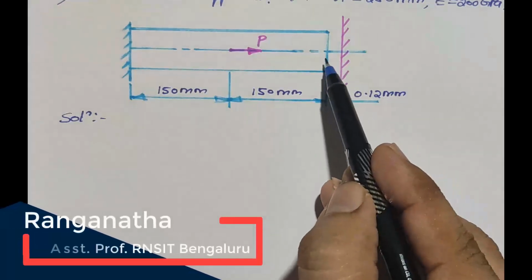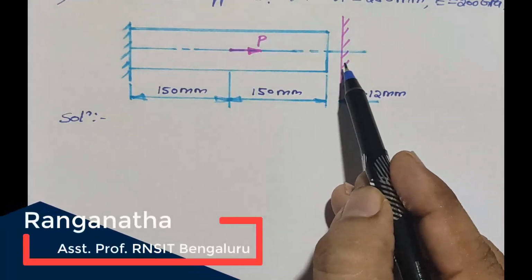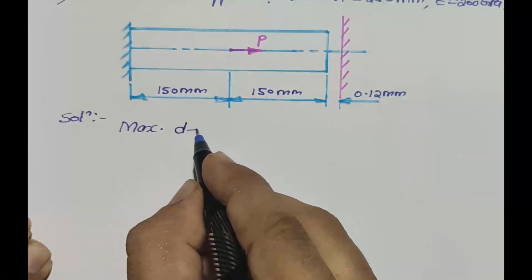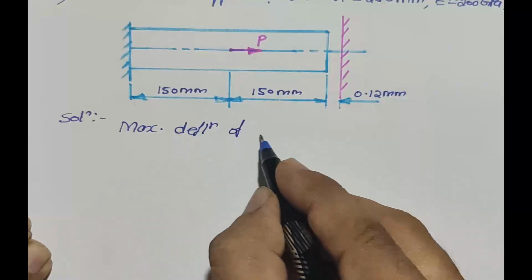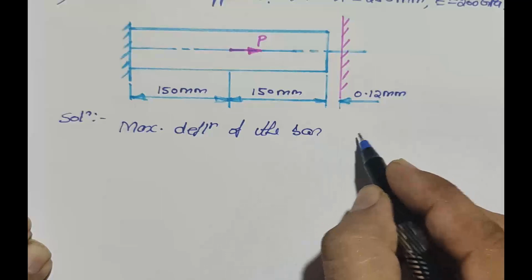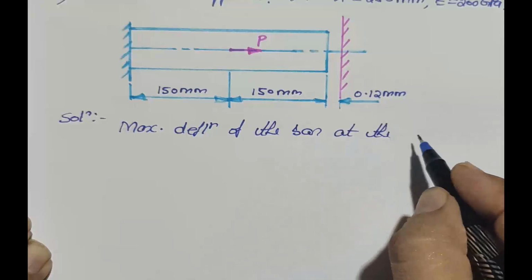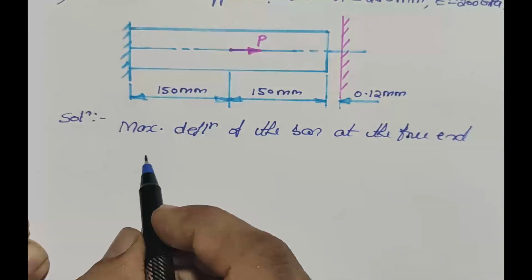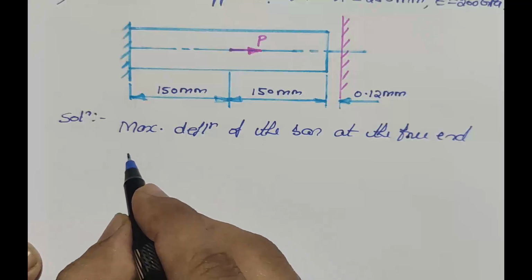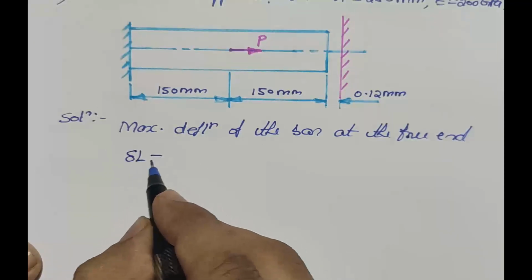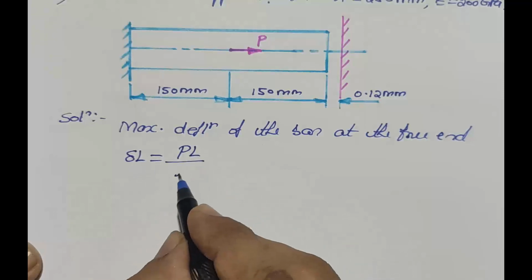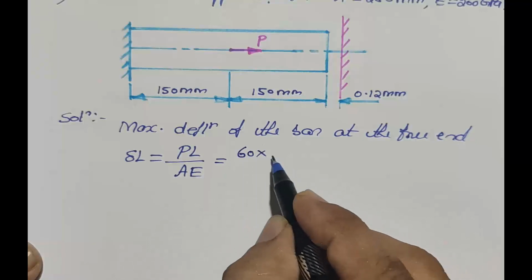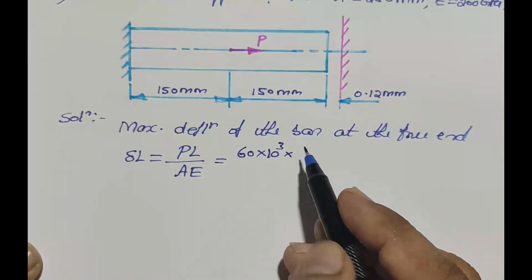See here, first we will find the maximum tip deflection, the maximum deflection of the bar at the free end. From mechanics of materials, we know the formula to find the expansion of the bar. Delta L is equal to PL by AE. Here P is 60 kN, 60 into 10 to the power of 3, into length.